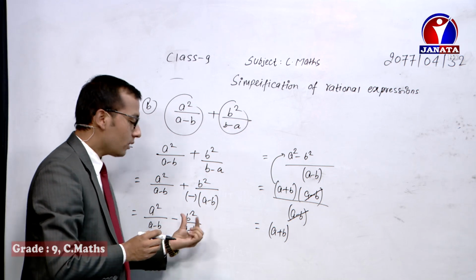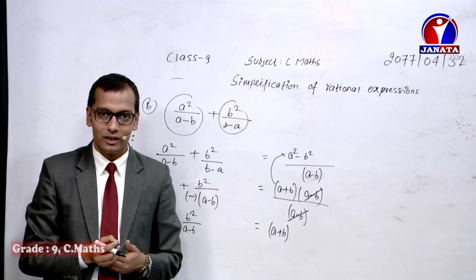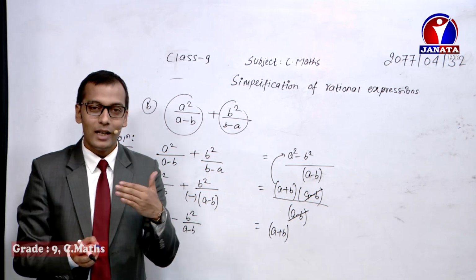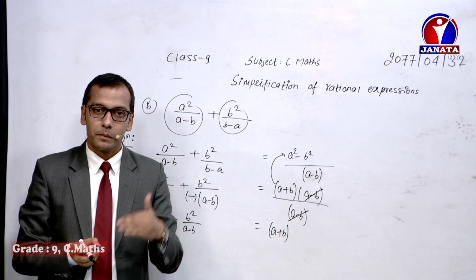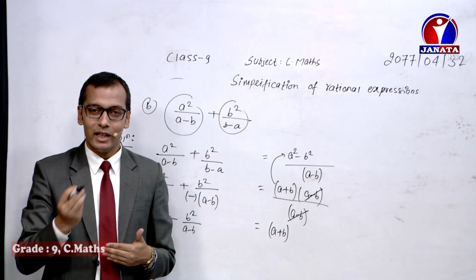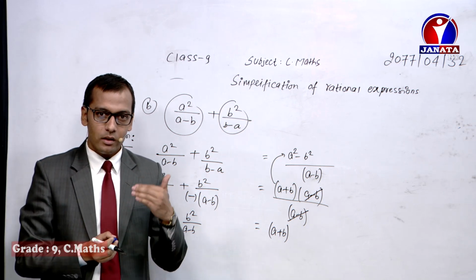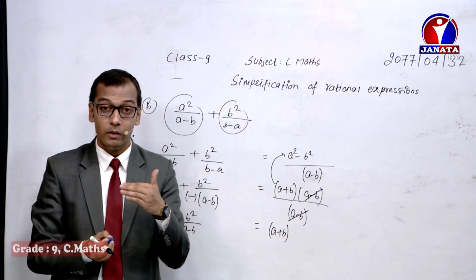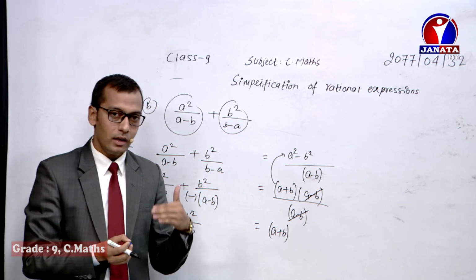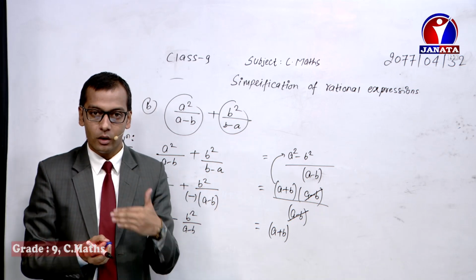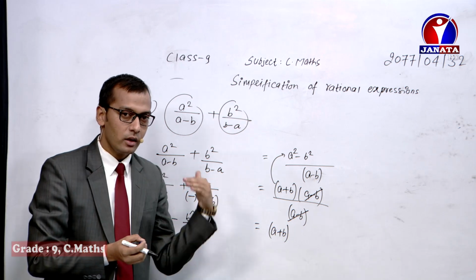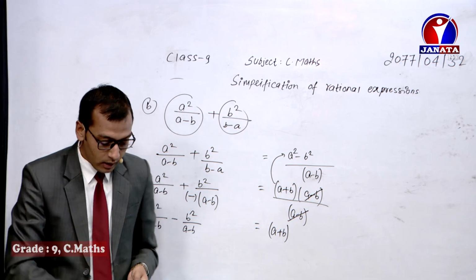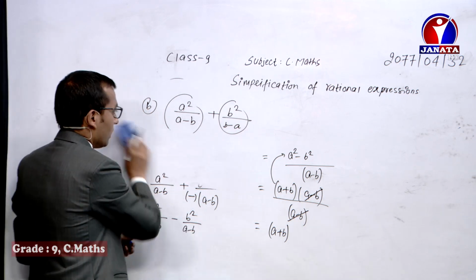If the denominators are unlike, like a minus b, a plus b, or like that, in that case we need to take the LCM of the denominators. After taking the LCM we divide the LCM by each denominator, and the result will be multiplied in the numerator of the corresponding terms, corresponding denominators. So let's practice now.